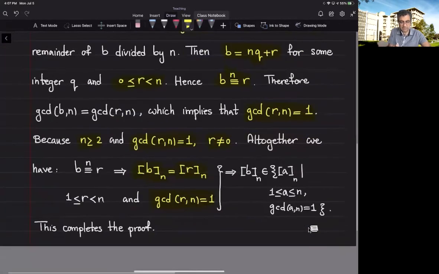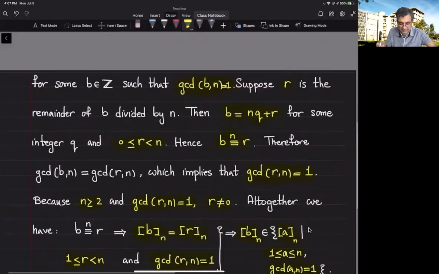So altogether, we get some integer r ranging from 1 to strictly less than n, co-prime with n, and the residue class of r modulo n is the same as the residue class of b modulo n, and that was an arbitrary unit in the integers modulo n. Altogether, we show that every unit in the integers modulo n is the residue class of some integer in this range that is co-prime with n. That completes the proof. In particular, the cardinality of the units modulo n is equal to the Euler phi function of n.